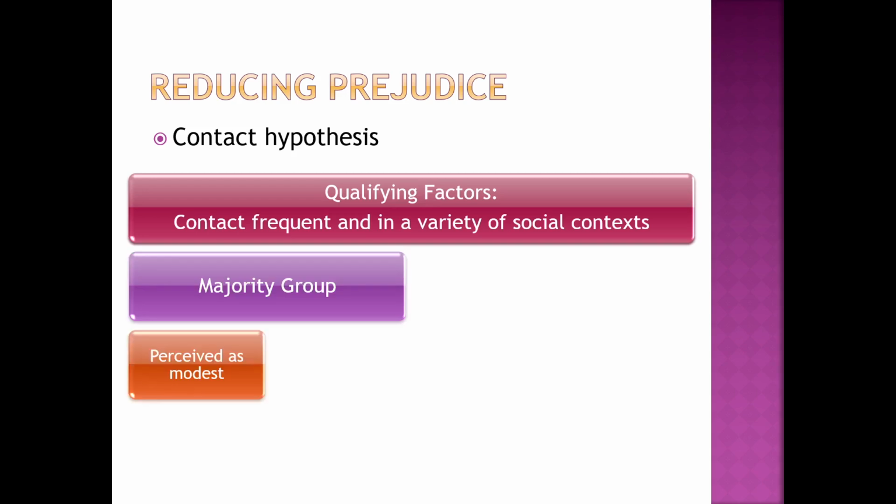When the contact occurs, members of the majority group need to be perceived by the minority group as modest and interested in the minority. So, now that's a tough one because it needs to be perceived by the minority members, and it's kind of hard.